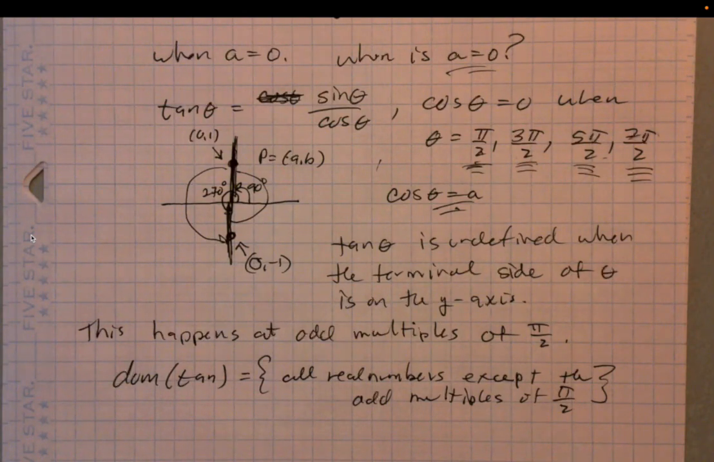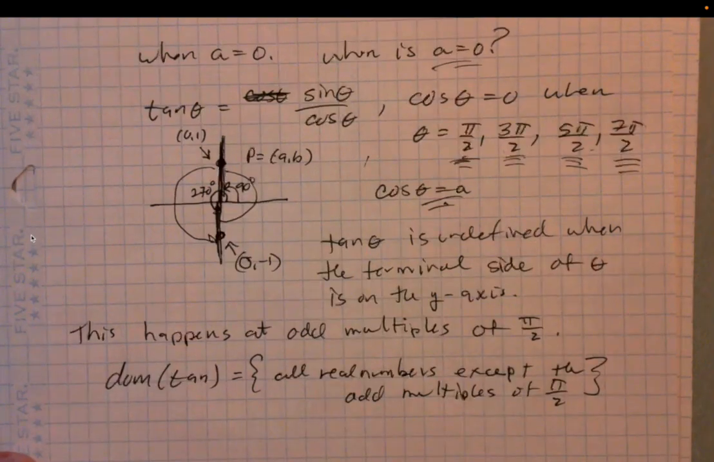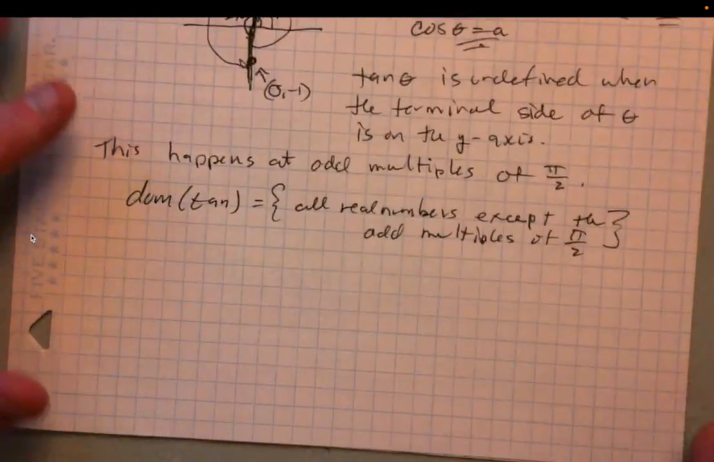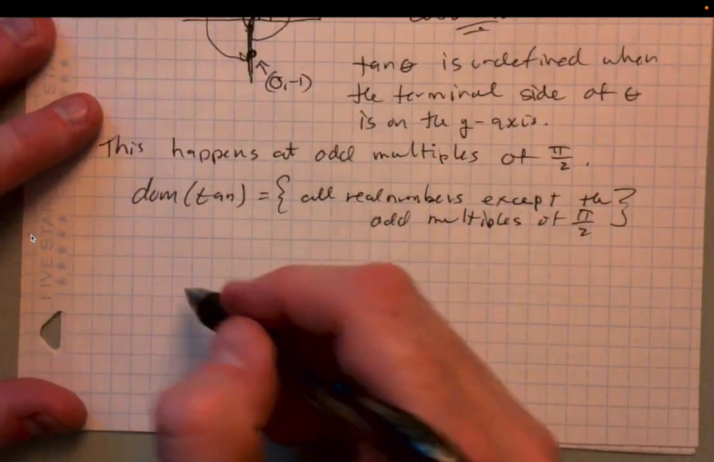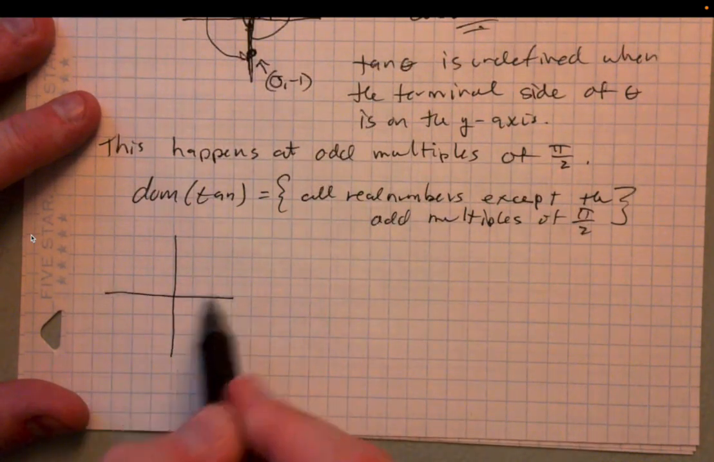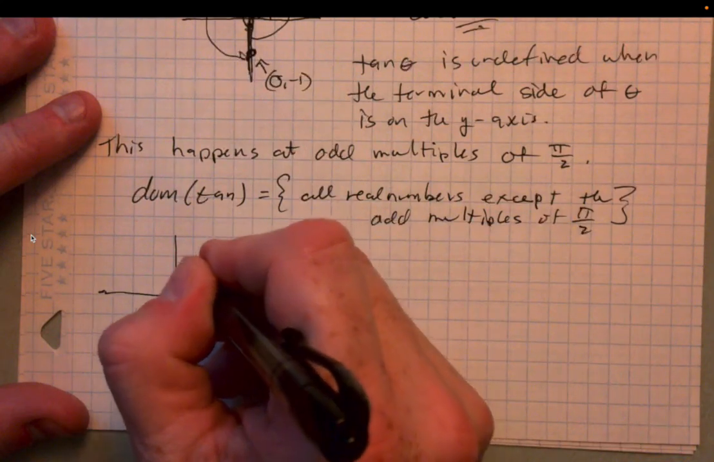All right, what about the range of these guys? So what about the range? And again, we'll get into this in more detail when we start graphing the trig functions. But what about the range? Let's think about this. I don't want to draw the graph of the sine function yet because we're not there. But let's just think about the unit circle for a second.